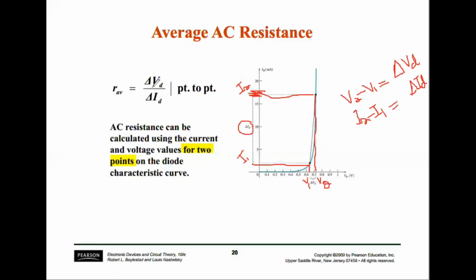Okay, so now I divide this one by this one. So this is the rate of change of the resistance. That's why this is the AC resistance by applying this formula. This is from point to point, and this gives us the average resistance, average AC resistance. This thing is very easy to calculate from any graph. Let's move on.